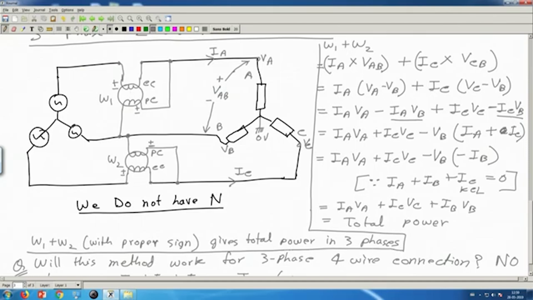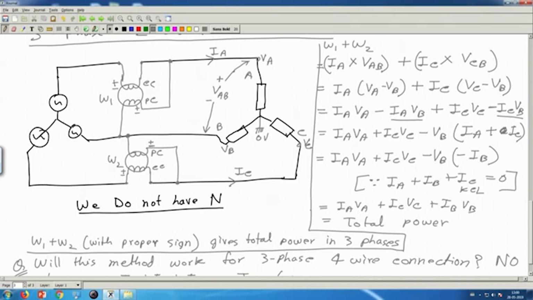So the reading of these meters can come out to be negative. If you connect in this way, the reading of this meter can come out to be negative. That will depend on a lot of things, like the load angle of these loads. So this can be negative. If it is negative, you have to add W1 with that negative value only. We will take some examples in another class. Therefore, this plus minus sign is important.